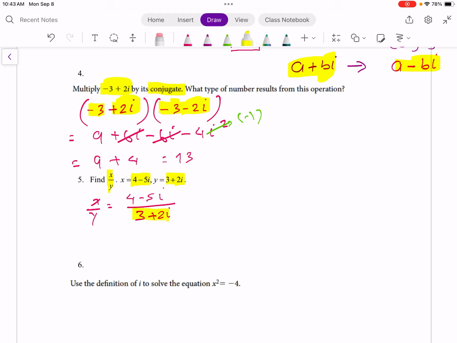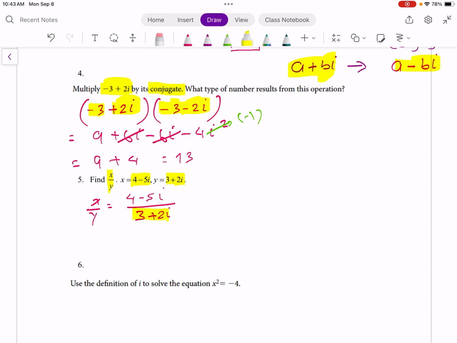This is a complex number, and we have to change this complex number into a real number. So here we have a denominator with a complex number. Our target is making that complex number into a real number. Now, how can we make a complex number into a real number? What do we have to do?